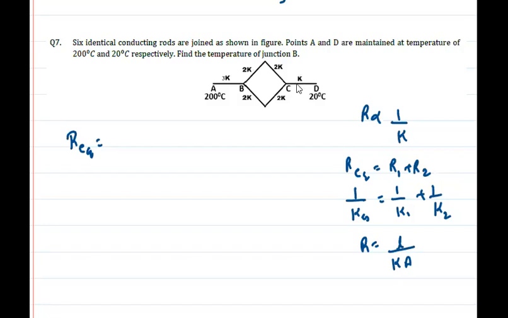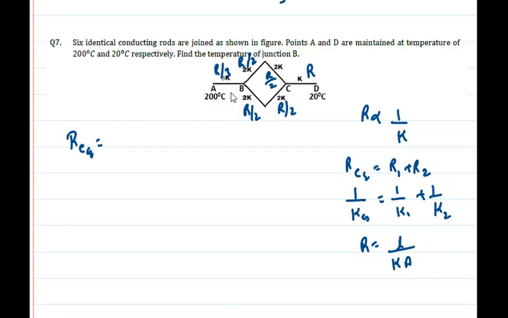Without even thinking, can I say this is K? This is K, so it is, suppose, this R. Now this would be 2K, which is R by 2, because K is inversely proportional to R. So this is also R by 2, this is also R by 2, this is also R by 2, and this is R by 3. As simple as that. Yes or no?